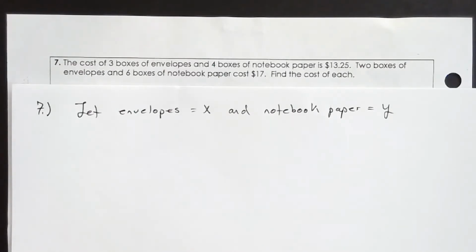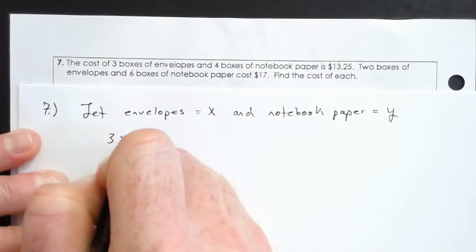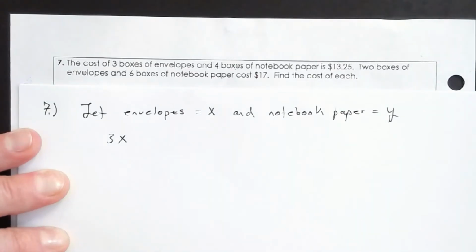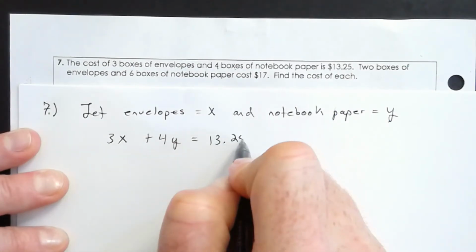So we have 3 boxes of envelopes. Well, if one box of envelopes is just x, then 3 boxes would be what? It's 3x. So let's set up our equations now. So we have 3x plus 4 boxes of notebook paper. Well, if notebook paper is y, then 4 boxes is plus 4y. And that's going to be equal to 13.25.